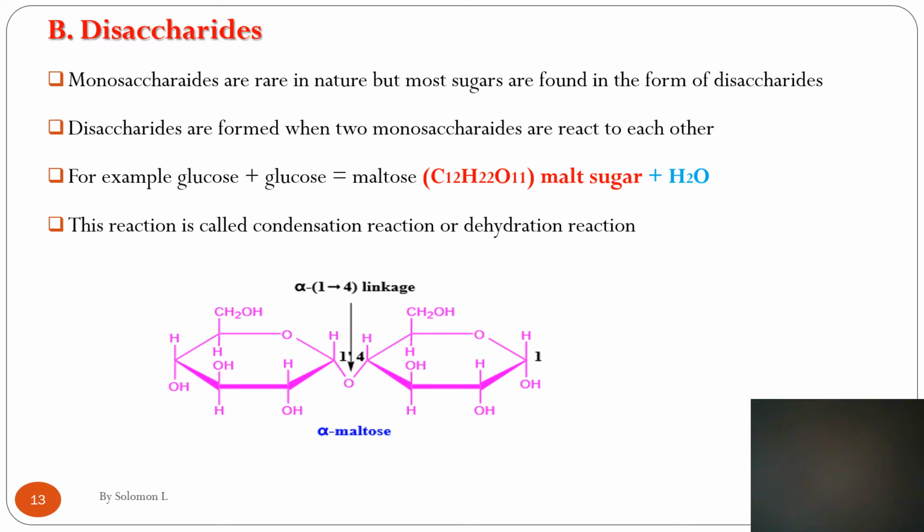Now, here I'm going to discuss disaccharides again. As the name indicates, di means 2, therefore disaccharides are carbohydrates that are formed from 2 monosaccharides. Actually, monosaccharides are rare in nature. However, most sugars are found in the form of disaccharides. Disaccharides are formed when 2 monosaccharides react with each other. For instance, when 2 glucose molecules react with each other, maltose, which is malt sugar, plus a water molecule are produced.